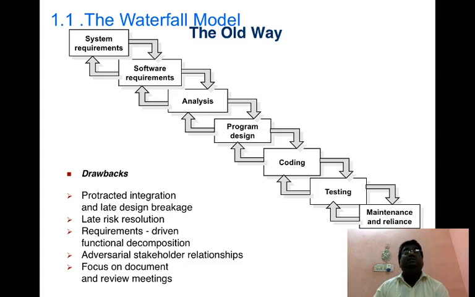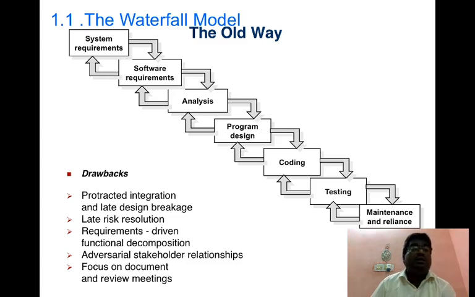And this is a previous model, followed by various software companies. The very old method. Here we have different drawbacks of the waterfall model. Some of the drawbacks are mentioned in this same slide. The drawbacks of the conventional process model are: number one, protracted integration and late design breakage. Second is late risk resolution. Third is requirements driven functional decomposition. Fourth is adversarial stakeholder relationships. The last one is focus on documents and review meetings. So these are the drawbacks of the waterfall model.